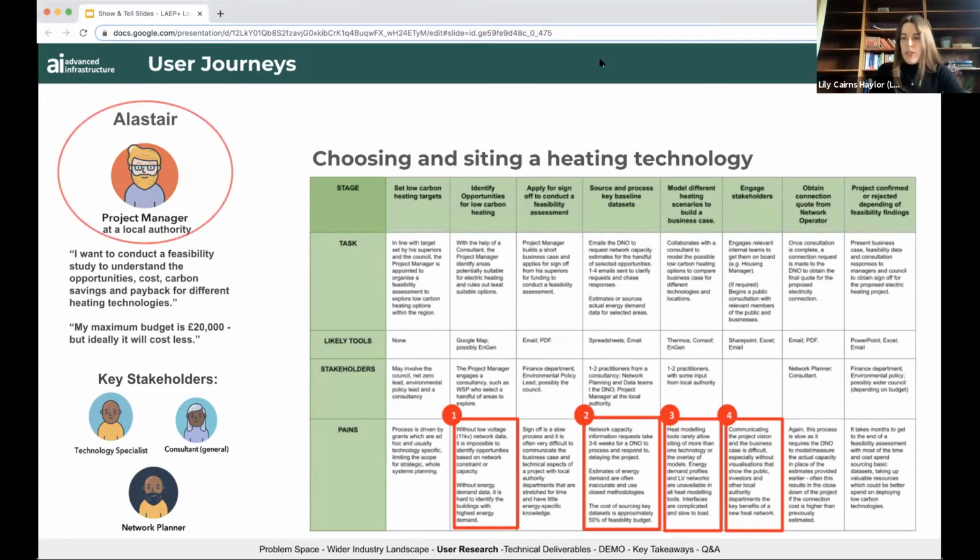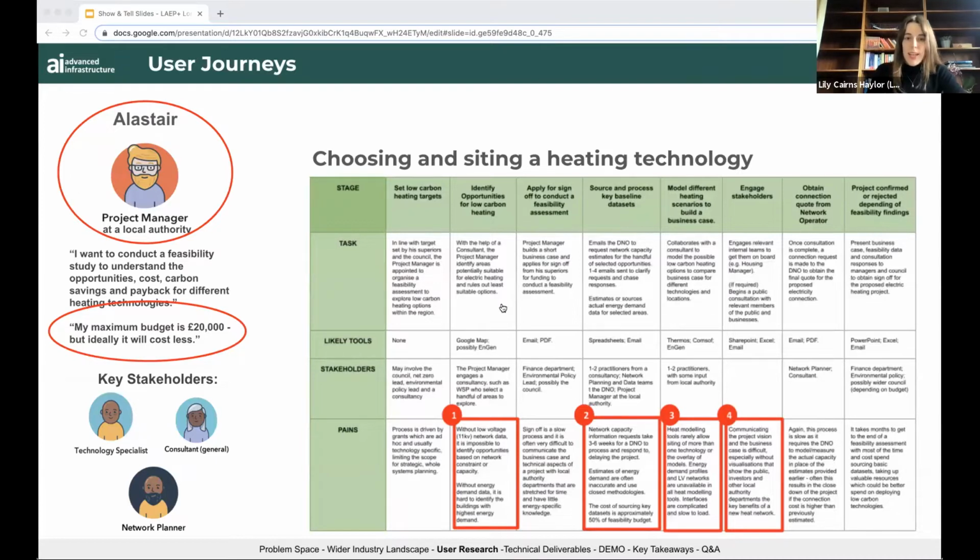He's a project manager at a local authority. Alistair's boss, the environmental policy lead, has set net zero targets, and they include a commitment to reduce gas heating. Alistair's job here is to explore the feasibility of deploying low carbon heating technologies within his local authority region. He's got a budget of £20,000, but ideally it's going to cost less, as that's money that eats into what's available for other projects.